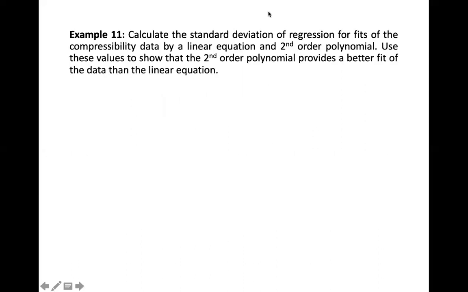So in example 11, let me try to make this bar on the top go away. How do I do that?